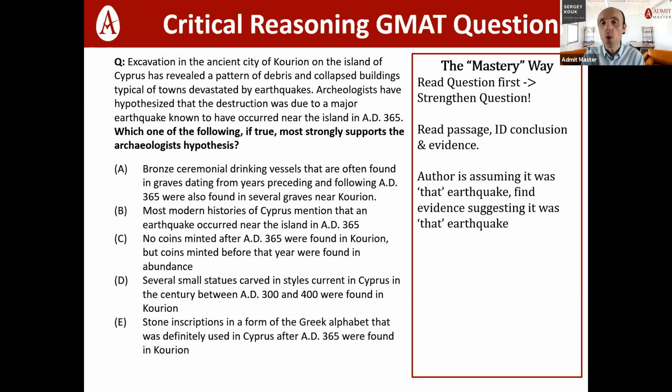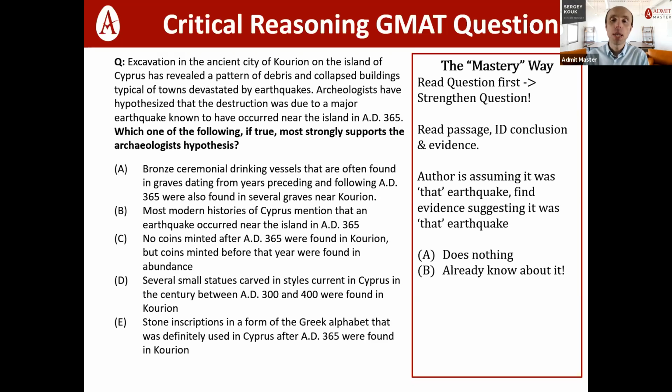Let's see, what helps us understand which earthquake exactly destroyed the town? Does A help us with that? Not really, it doesn't really do anything. How about B? Well, most of us chose B because we felt like it gives us some relevant information.